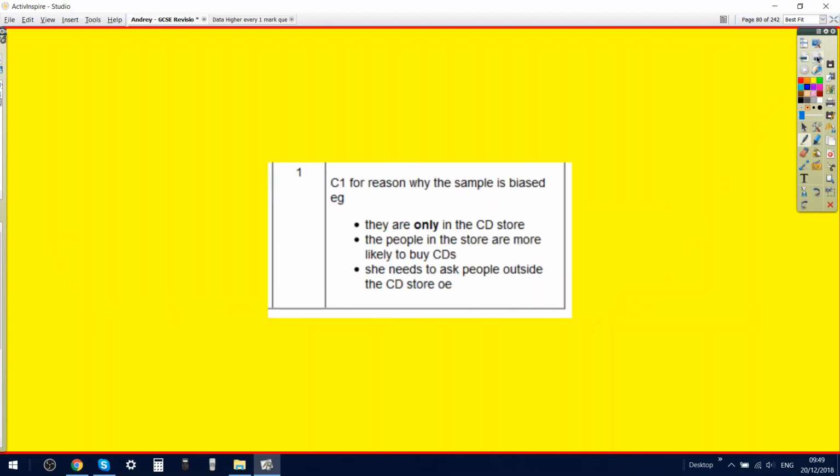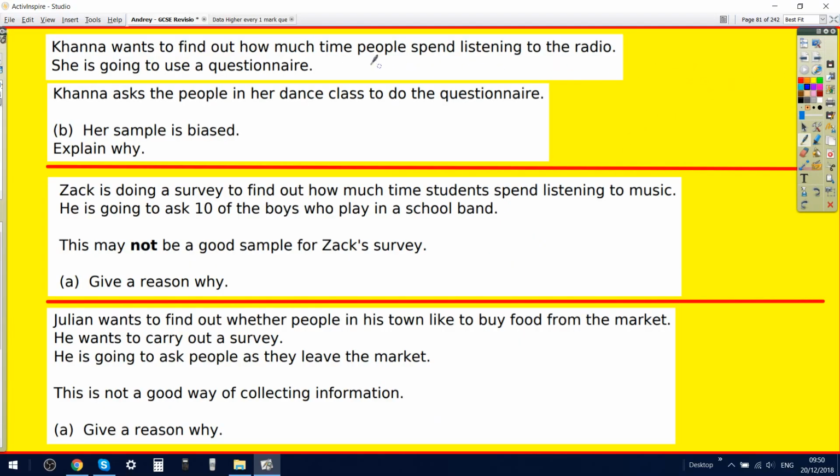They are only in the CD store. The people in the store are more likely to buy CDs. She needs to ask people outside or equivalent. Okay, so it's 1 mark. Anything of one of those gets a mark. Okay, how about the top one?